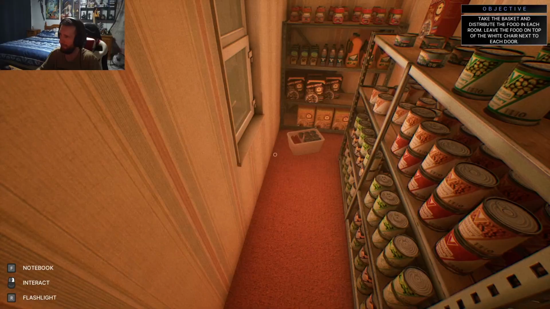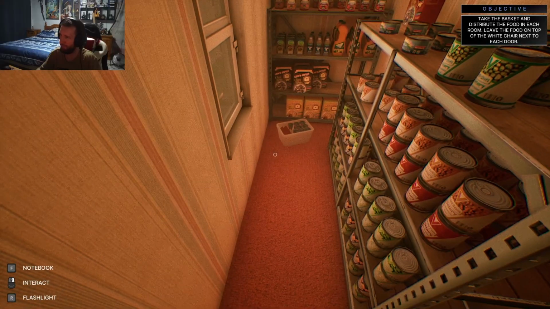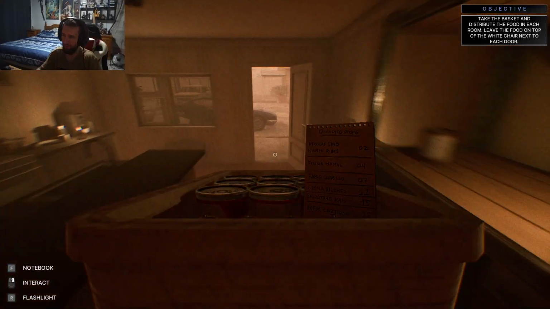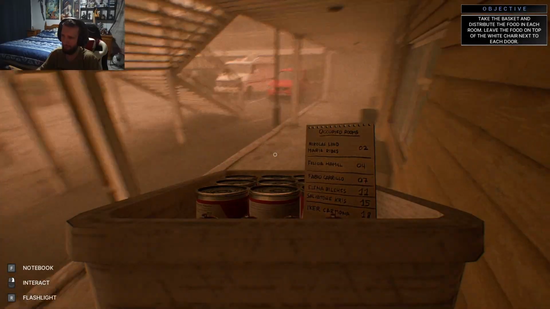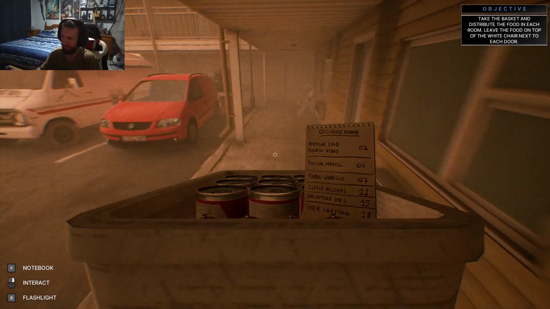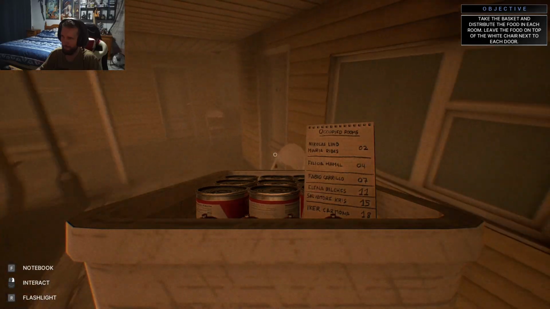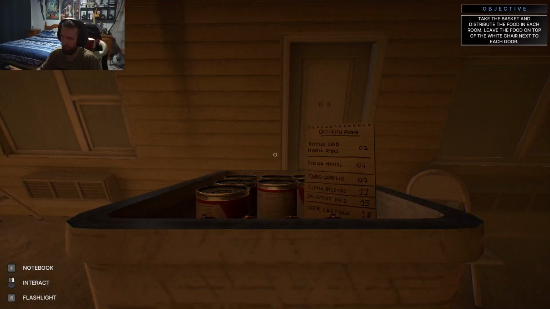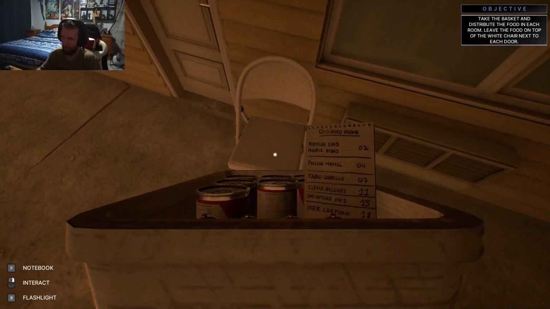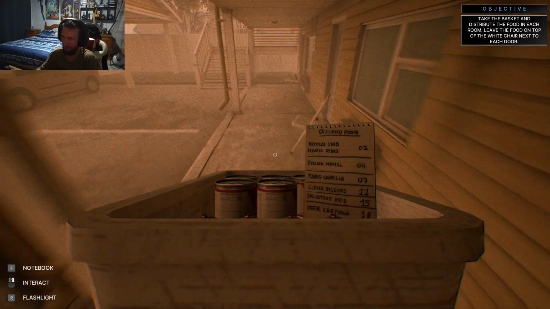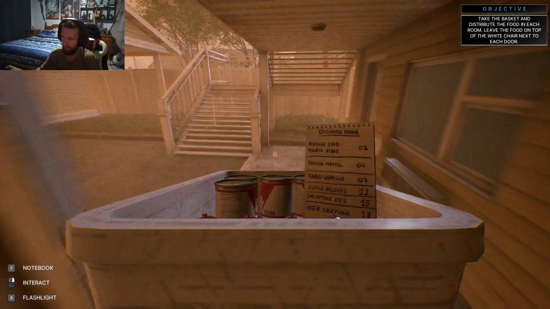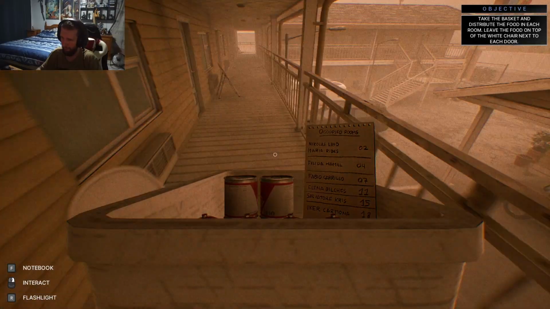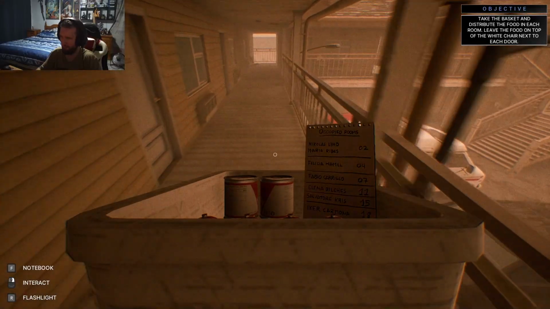Okay, take the basket and distribute the food in each room. Leave the food on top of the white chair. That makes sense why the chairs are there now. Okay, so now we know. 2, 4, 7. So 7's Fabio's. 4, Felicia. 2 is a couple. Elena is 11, Salvatore is 15.